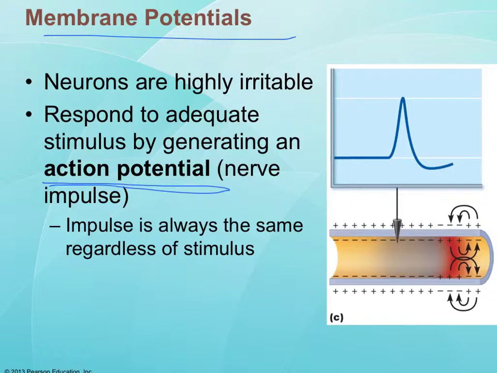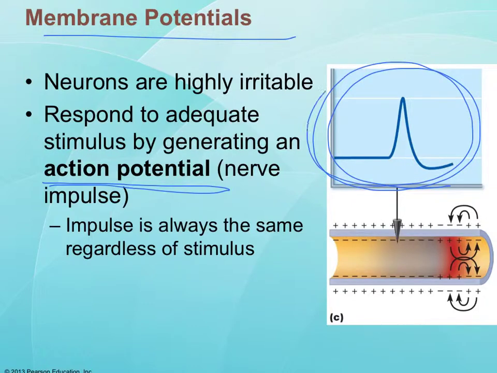Those nerve impulses are always the same regardless of the stimulus. No matter how big the stimulus is, the peak, the curve always looks like this, which is an action potential. And those action potentials travel along the axon by changing the charge along the axon membrane, and it will conduct this action potential to the axon terminal.